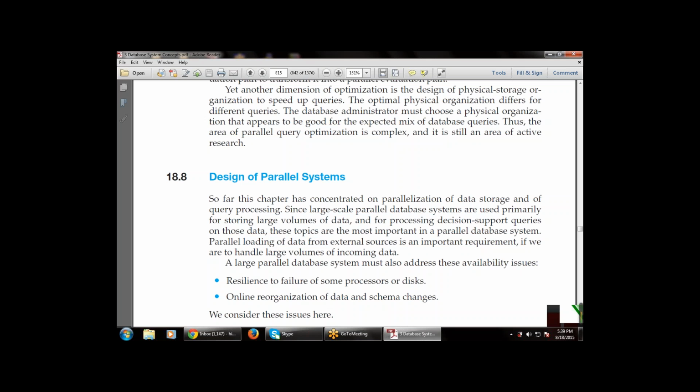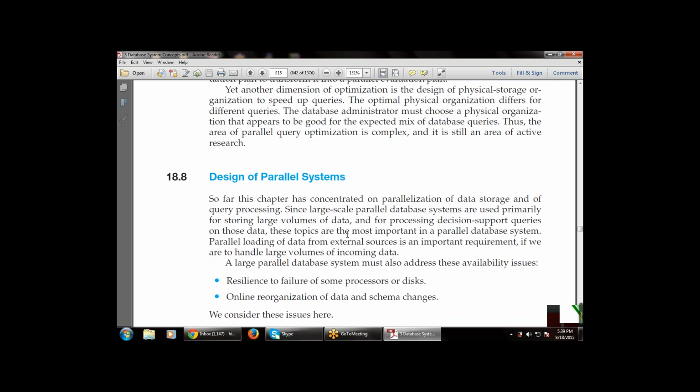Parallel loading of data from external sources is an important requirement if we are to handle a large volume of incoming data. Whenever we use parallel loading of data from external sources, that is very important if we process data and have to handle a large volume of incoming data. A large parallel database system must also address availability issues.